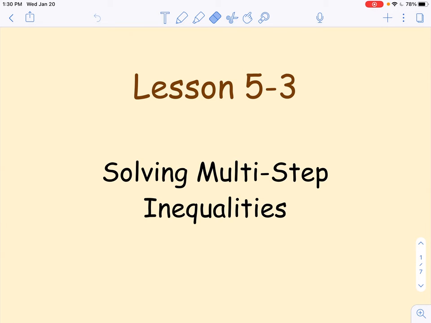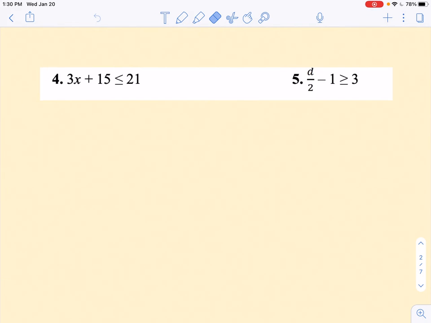So we will move forward now knowing what we know and take a look at a number of different examples of these. In this first video, we're going to look at just a generic 2 to 3 step process. We have two different examples. On this first one, 3x plus 15 is less than or equal to 21. We are going to remember our process as if this were 3x plus 15 equals 21.